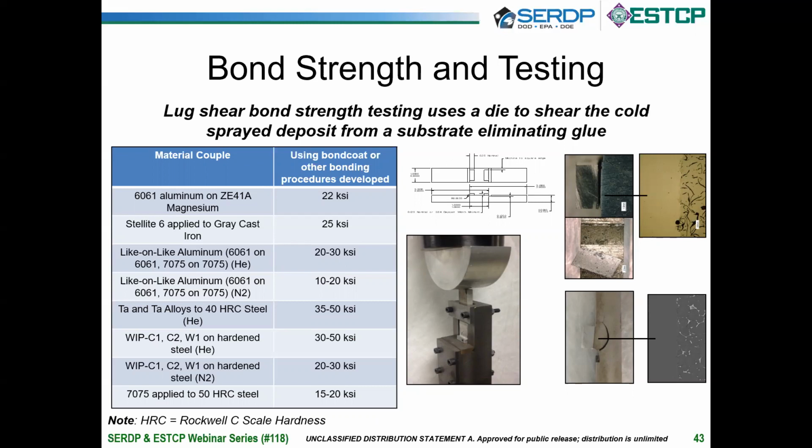There's several other examples of a wide variety of materials that have been tried and with very good success. Obviously, if we have this good of a bond strength, we need a test that can evaluate that bond strength. We use this one called lug shear, which is a buildup process. It's basically a die that is used to shear a lug of cold sprayed material from a substrate.